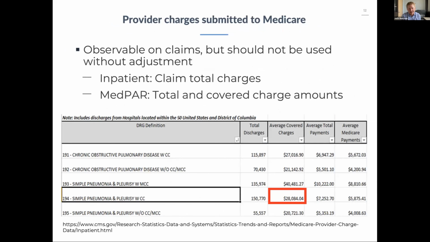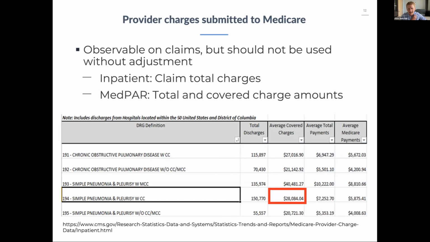So would anyone say that provider charges is a good way of measuring the cost of a service in Medicare data? Does anyone think this is a good way to measure costs? Let's see, we got it in the chat. No, from Michael. No, yes, everyone says no. That is correct. So you see these data in the claims, but they should not be used to understand the cost of a given service.